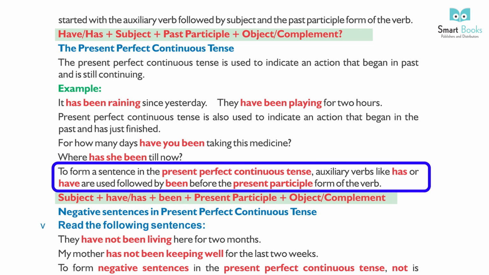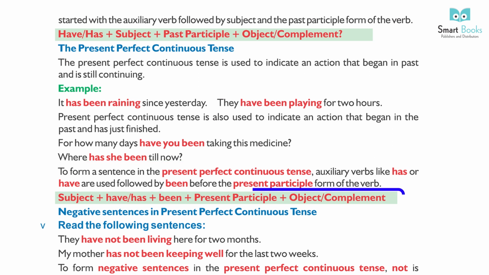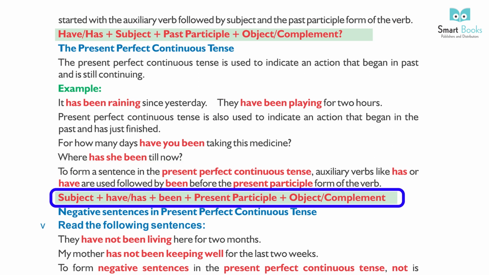To form a sentence in the present perfect continuous tense, auxiliary verbs like has or have are used followed by been before the present participle form of the verb. Subject plus have, has been, present participle plus object complement.